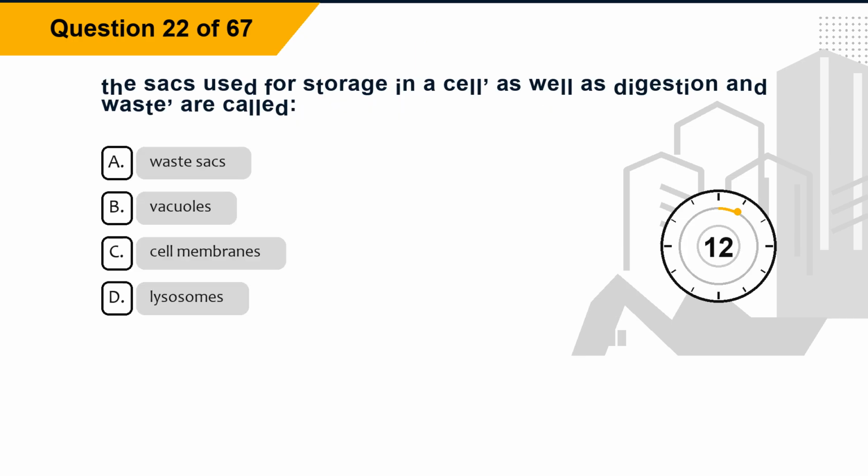Question 22. The sacs used for storage in a cell, as well as digestion and waste, are called: Option A, waste sacs. Option B, vacuoles.